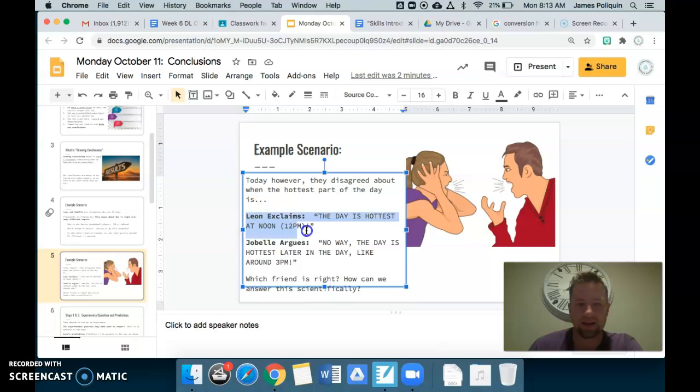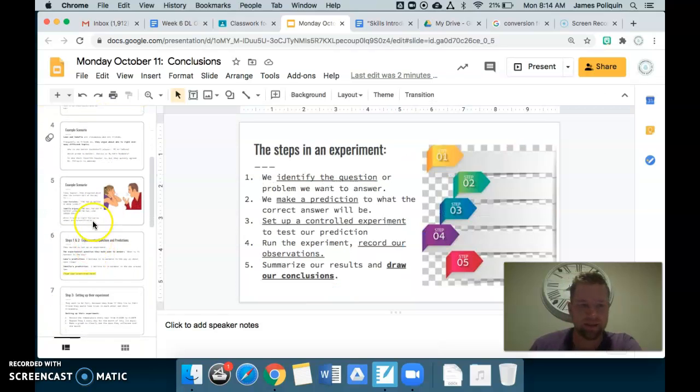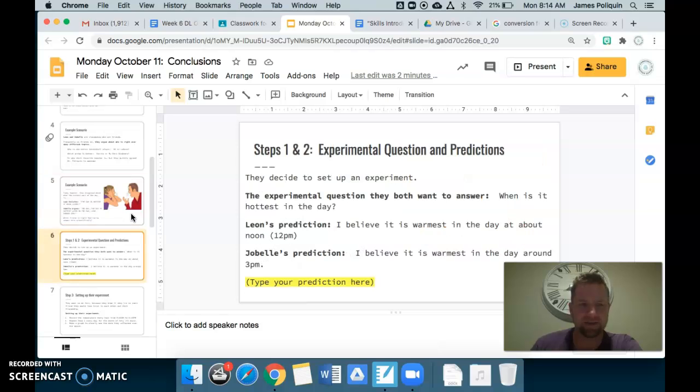Leon exclaimed, "The hottest time is at noon, 12 o'clock p.m. sharp." Jobel argues, "No way! The day is hottest later in the day, like around 3." Which friend is right? How can we answer this scientifically? So in our next few slides, we're going to show these steps. So, slide 5, 6, boom.